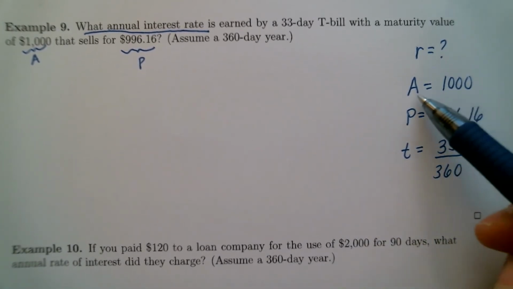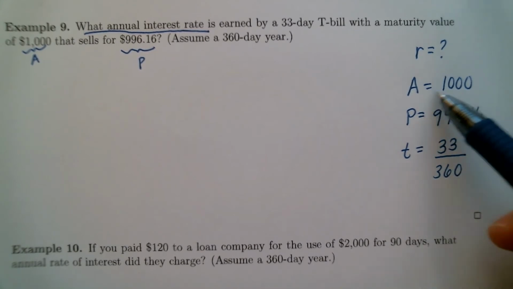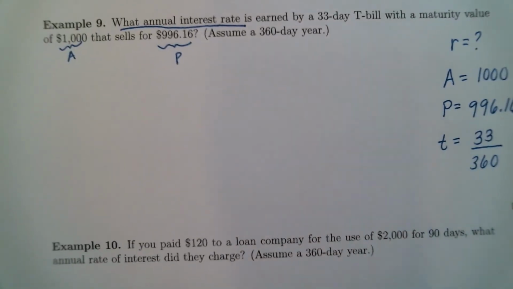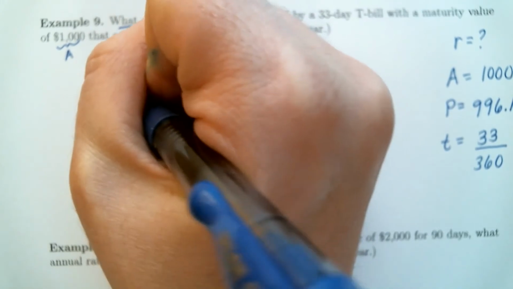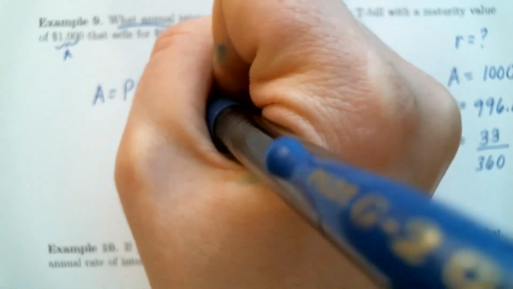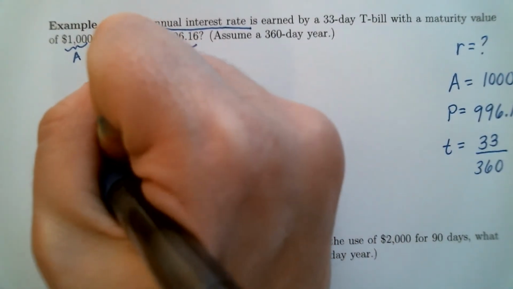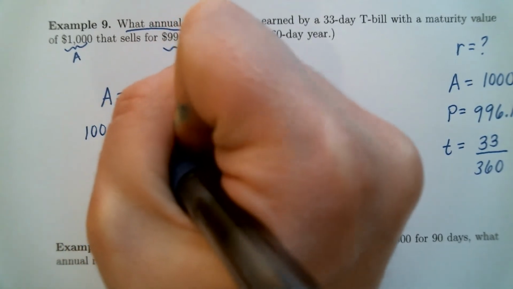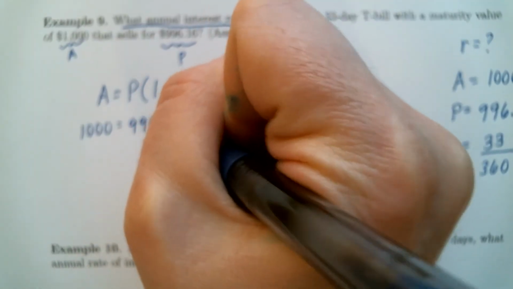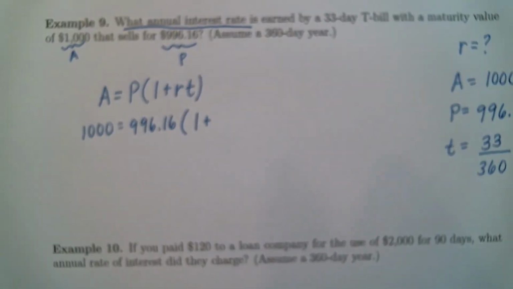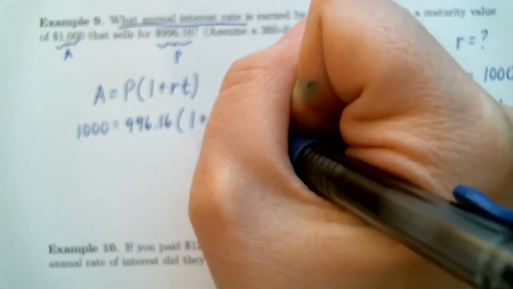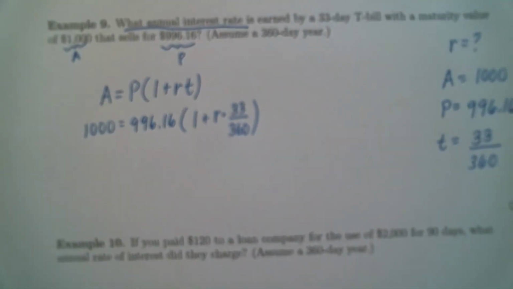Since you're involving an A value, a future value amount, you're going to want to use A equals P times 1 plus RT, as opposed to I equals PRT here. Let's go ahead and plug everything in. We're going to get 1,000 is equal to $996.16 times 1 plus R times 33 out of 360. This is how you would set it up.